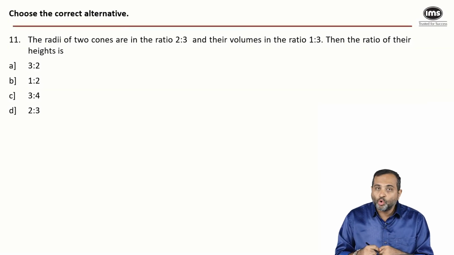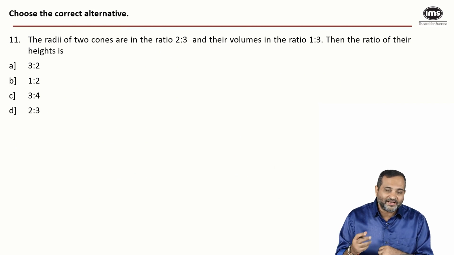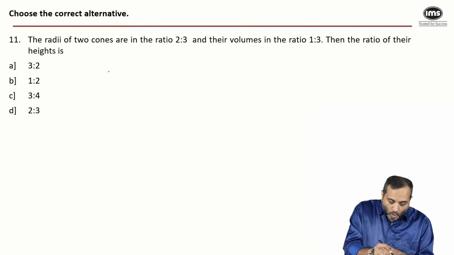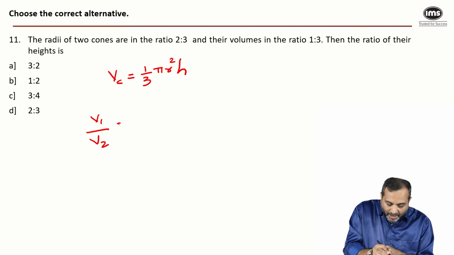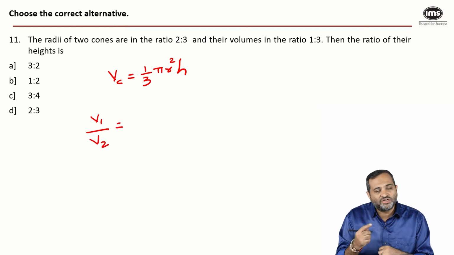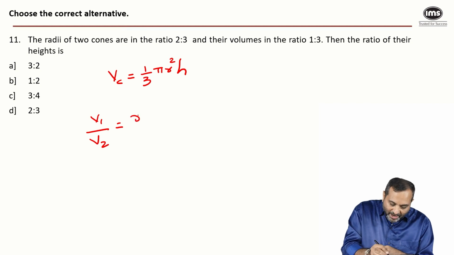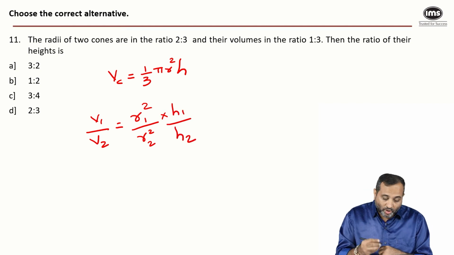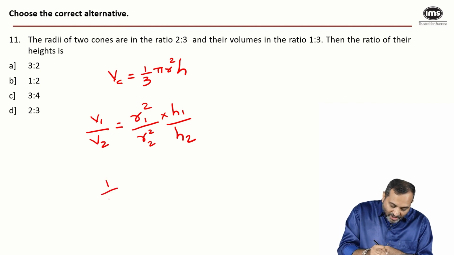The radii of two cones are in the ratio 2:3 and the volume is in the ratio 1:3. Then the ratio of their height is? We are looking at cones. What is volume of a cone? Can I say volume of a cone is 1/3 pi r square h. So if you take a ratio of volumes of two cones, what do you get? My 1 by 3 pi being a constant factor will get cancelled out. You will get R1 square over R2 square into H1 over H2. So what is ratio of volume? That's given to me as 1 by 3.